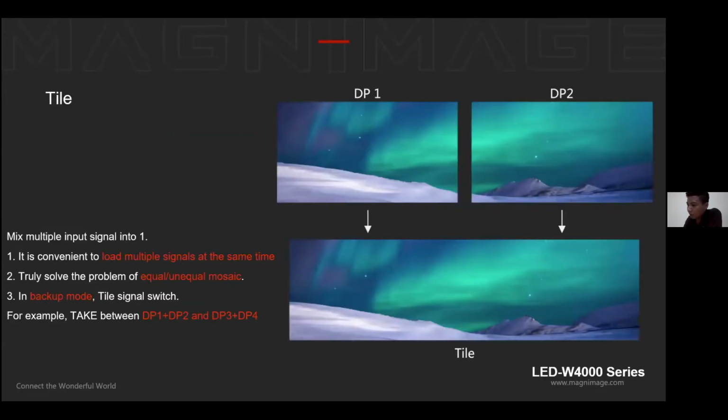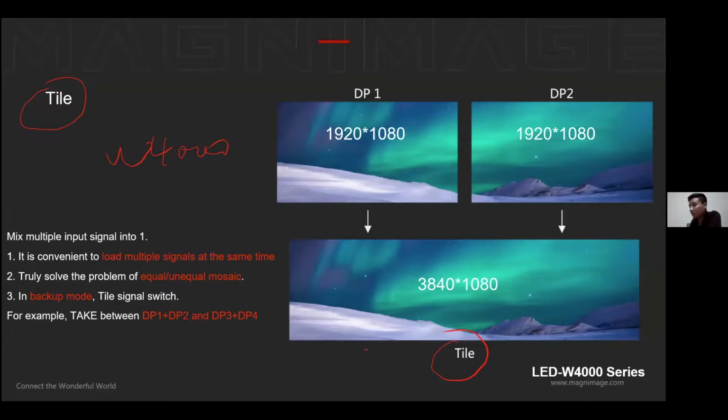And here is the tile function. The tile function means combine. If you connect two DP inputs to the W4000 processor, we can combine the DP1 and the DP2 to one button. If you want to switch the signal, you just press the tile function, and that is enough. More details next week, we will introduce this tile.